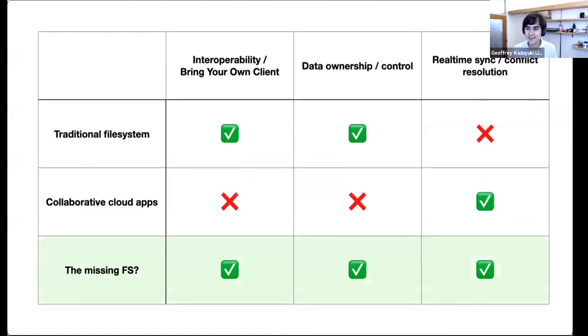So can we make the third row? What is this missing, next-gen file system thing that checks all these boxes? What would it feel like? What would it look like? That's the thing that I think we should all be striving for, and we should be trying to figure out what that is.